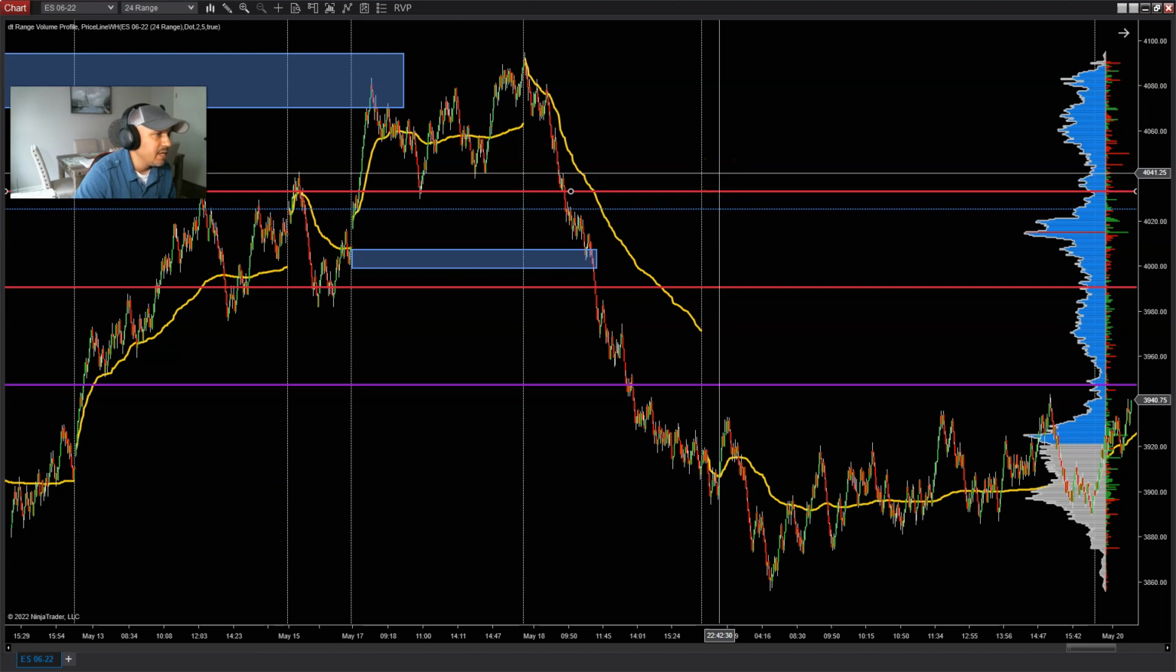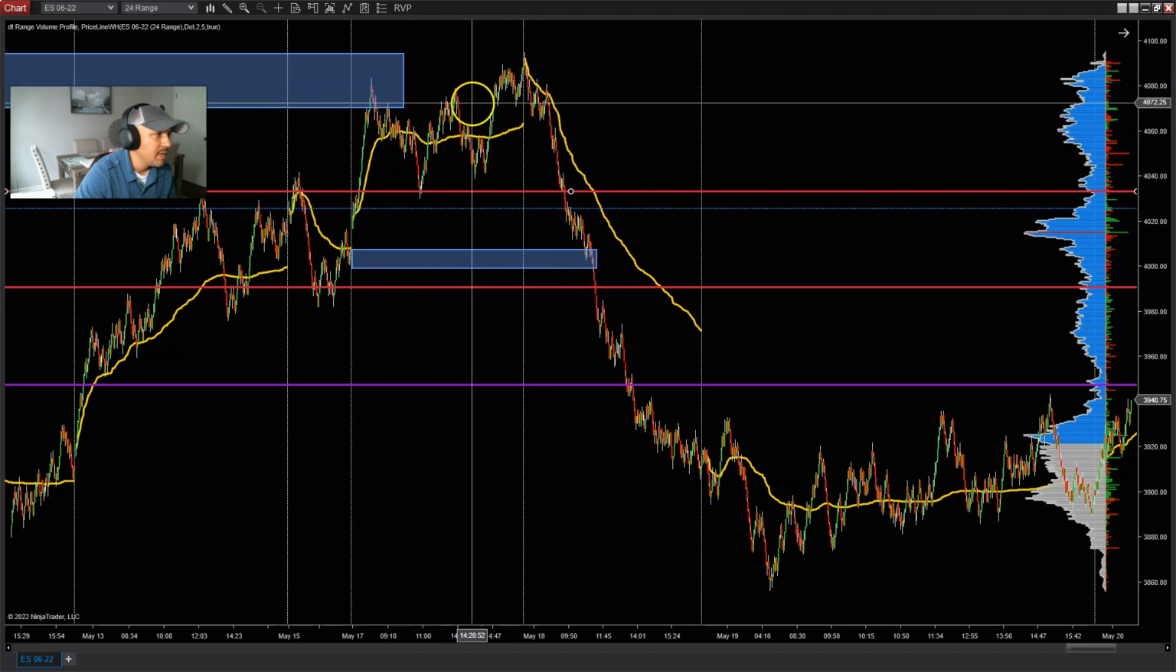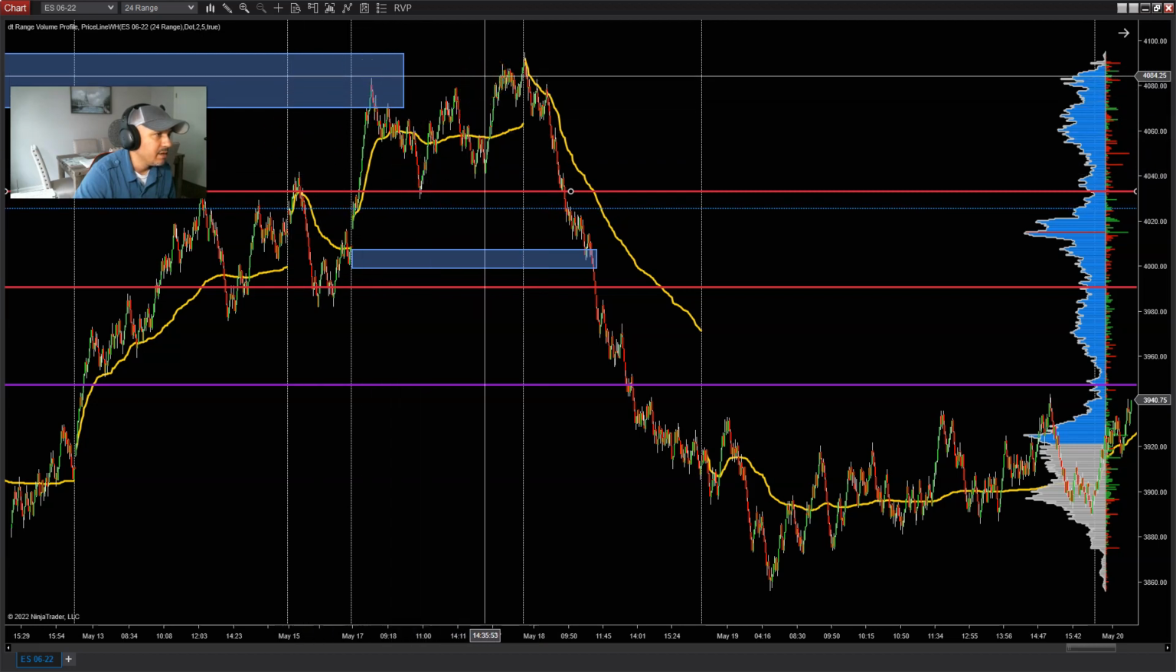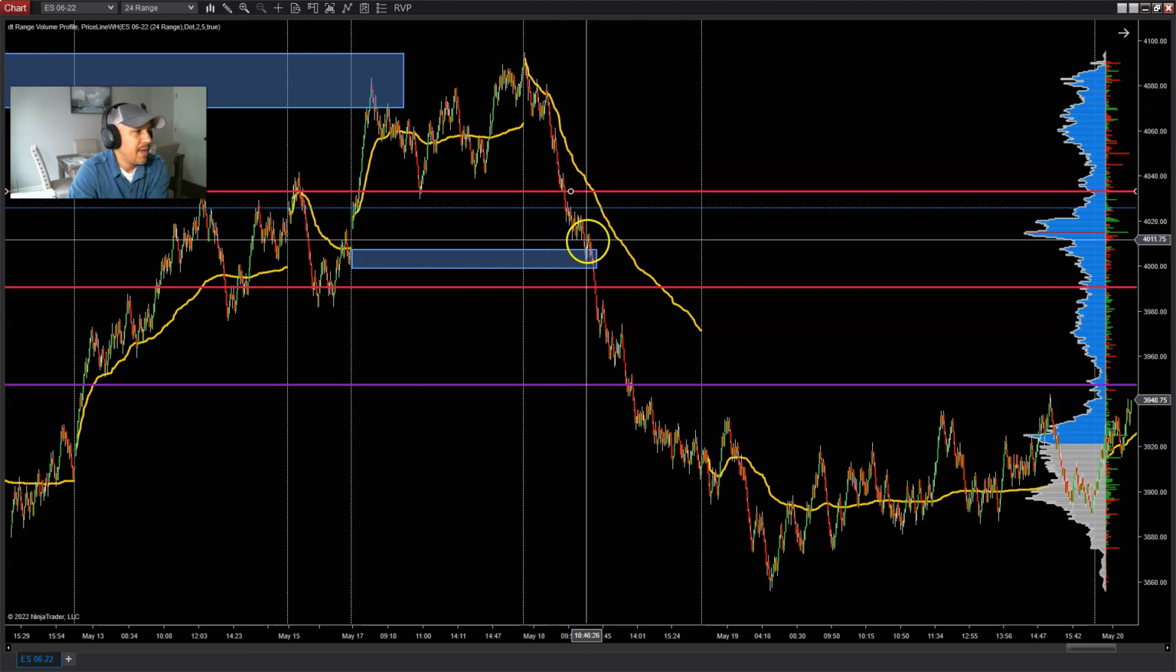Let's see, push up, pull back. Price pushed higher here. It could also come up to this area here around 55. So we'll take a look and see what happens.